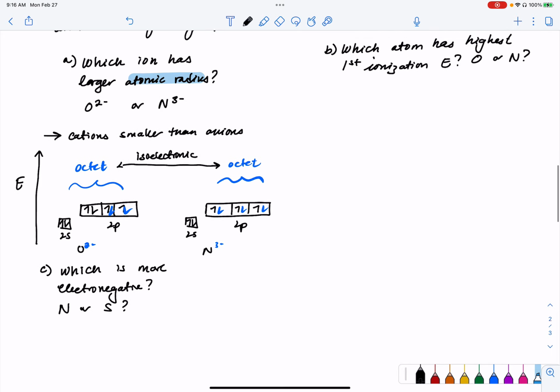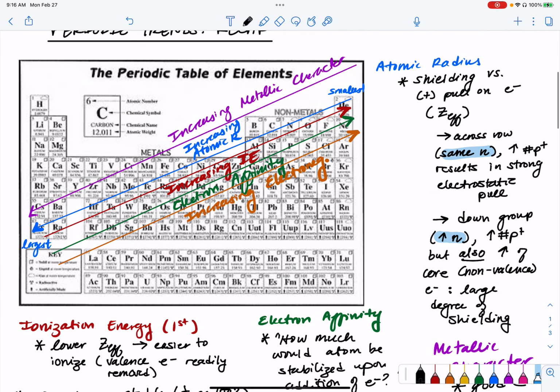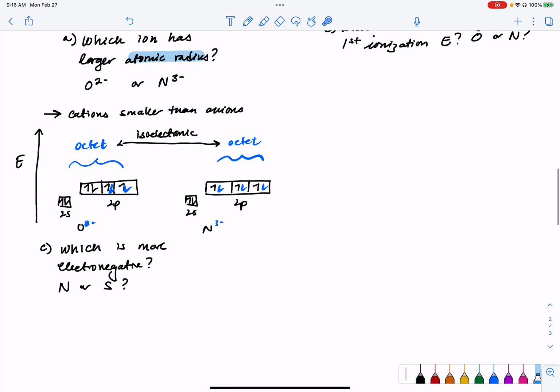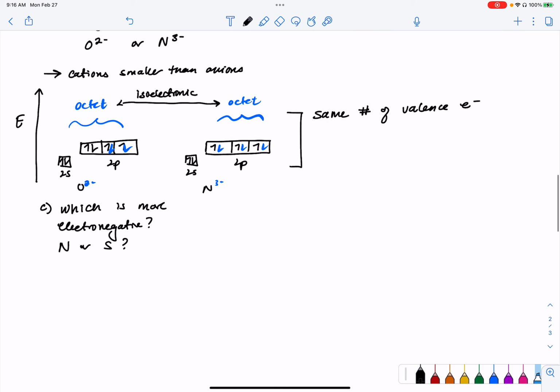They're also isoelectronic with the following noble gas, neon, right? Here's oxygen, add 2 electrons, we're at neon. Here's nitrogen, add 1, 2, 3 electrons, we're at neon. Okay, so we know that they have the same number of valence electrons, and they are all in the 2s and 2p.